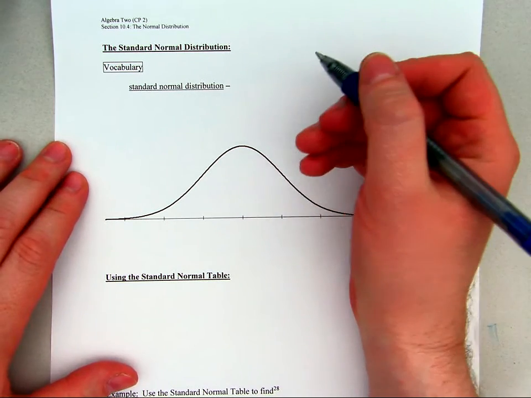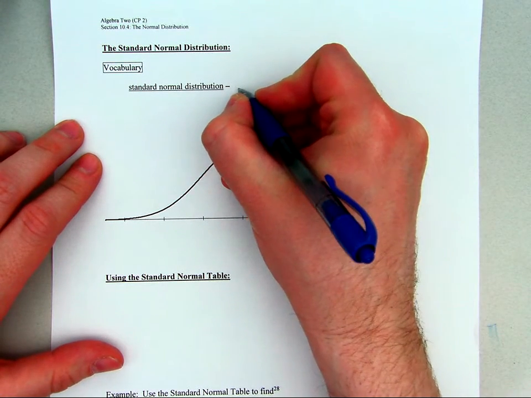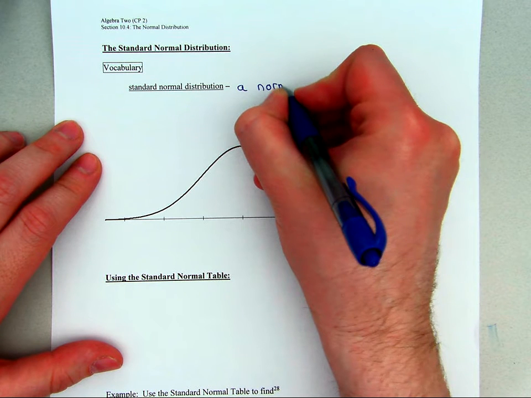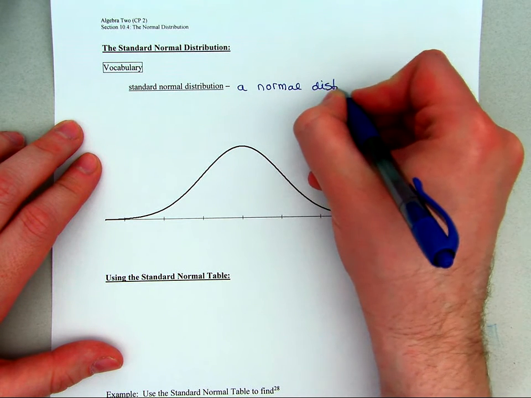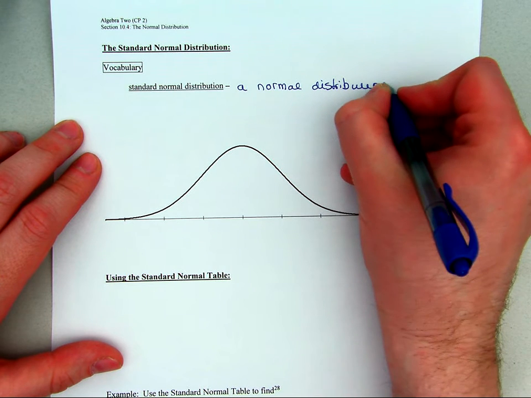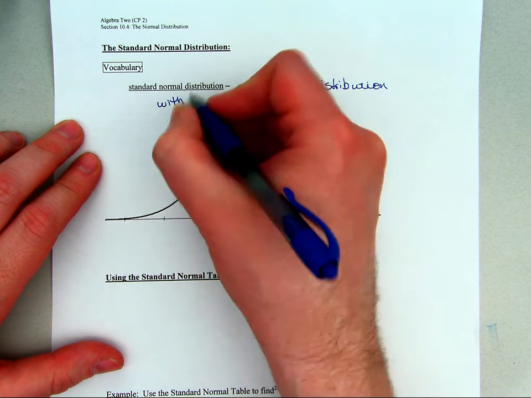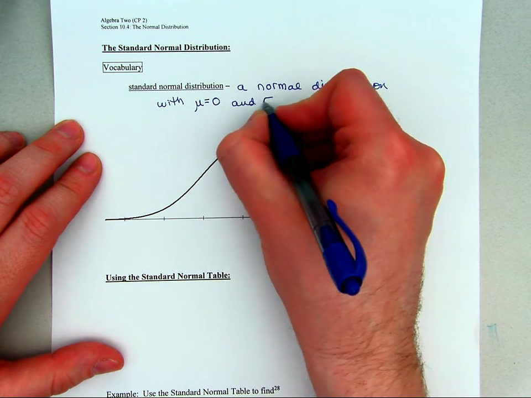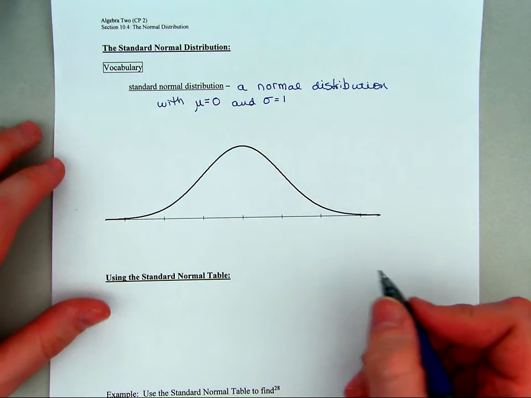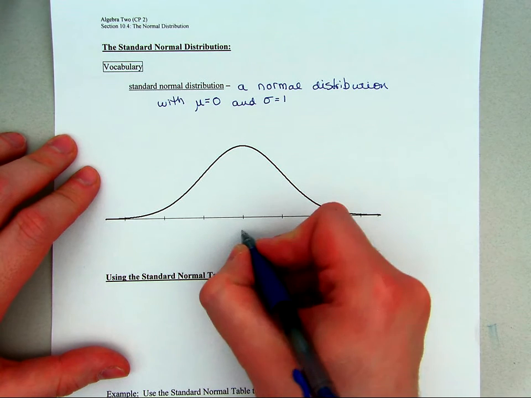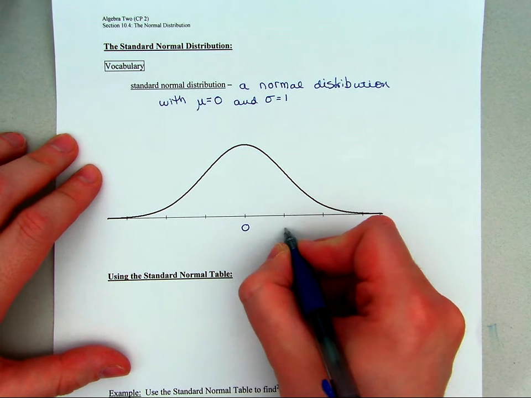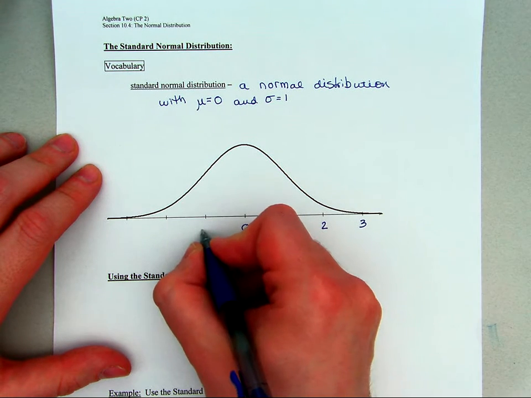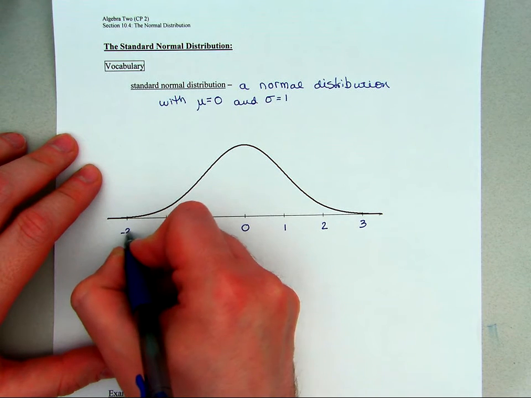A standard normal distribution is just a normal distribution with a mean of 0 and a standard deviation of 1. Because we're dealing with a population, we're going to use the Greek letter mu for the mean, 0, and a standard deviation, sigma, of 1. If we fill in the tick marks on our graph below, I've got 0 in the middle for my mean. 1 standard deviation to the right puts us at 1, and then 2, and then 3. And moving to the left, we have -1, -2, -3.